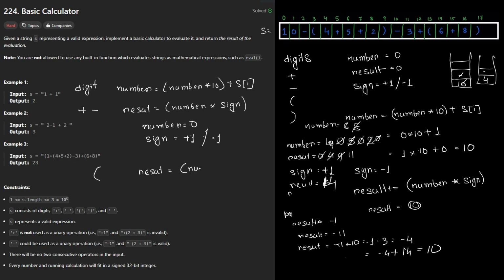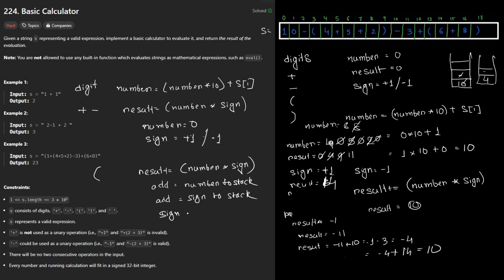In case it's an opening bracket, the first thing that you're going to do is result plus equal to number multiplied by sign. And after that, whatever value we are going to get, we are going to add that number to the stack, and then add the sign to the stack, and then make the sign default, which is +1, and the result 0.